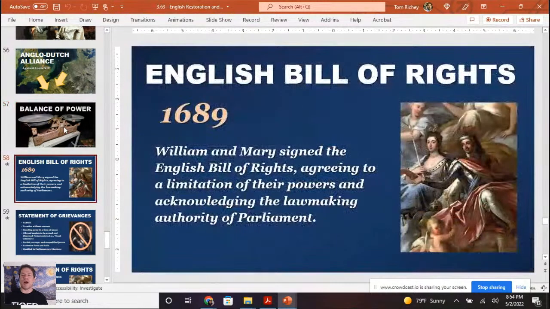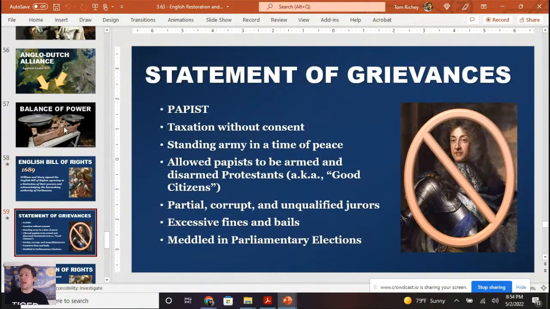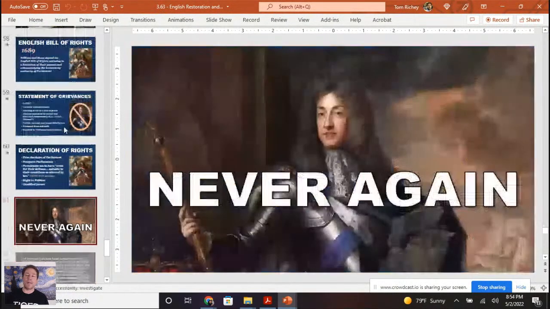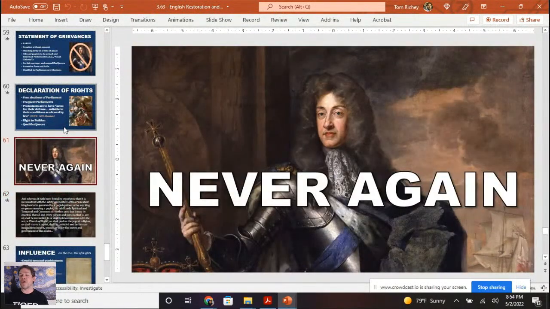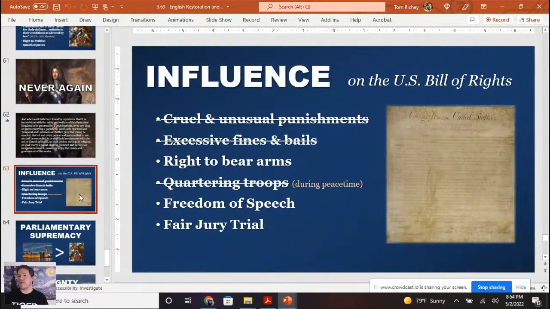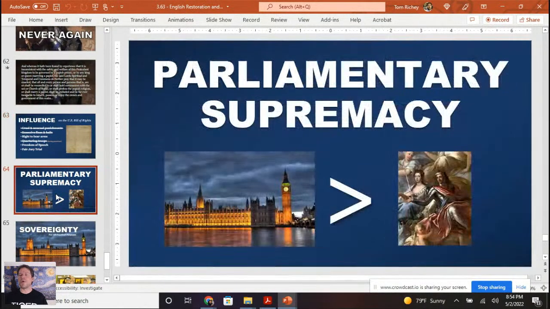So the English Bill of Rights in 1689, William and Mary signed this, and basically they agreed to a limitation of their power, and they acknowledged the lawmaking authority of Parliament. And so that's where, James, the big statement of grievances there, and then a Declaration of Rights, which has some things in common with our Bill of Rights. And also one of the things here is that it says that a papist or anyone married to a papist cannot reign in Britain. So this is something that influenced the U.S. Bill of Rights. And one thing we want to note here is parliamentary supremacy.